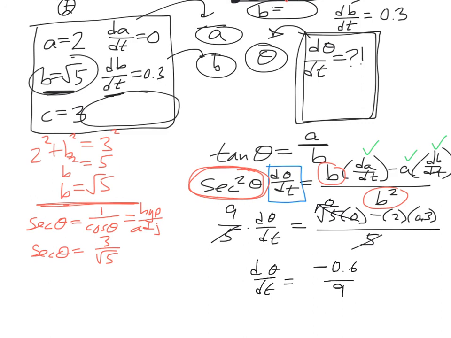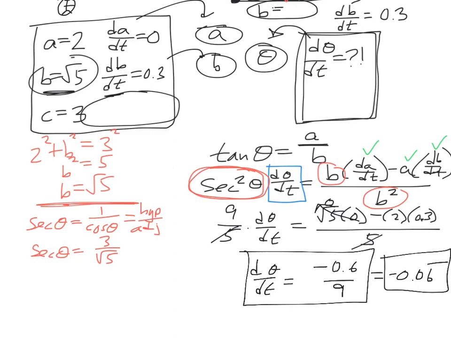And that's it. I don't know that we really even need to do anything more than that. If I wanted to, I could do 0.6 divided by 9 and find out that this is negative 0.06 repeating. Either one of these things is an acceptable expression of the number of radians per second, of the decrease in that angle of elevation as the person watches this plane fly off into the distance.